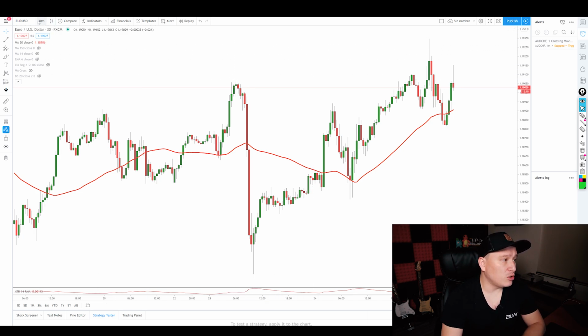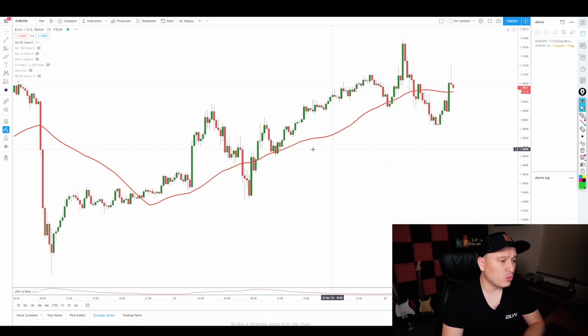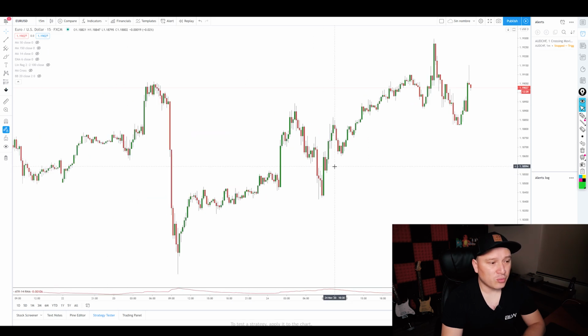The first thing that I'm going to do is actually change it to 15 minutes. You don't really need the 50 moving average, so I'm just going to hide it. Where is it? I can see it. There you go. You don't really need it.